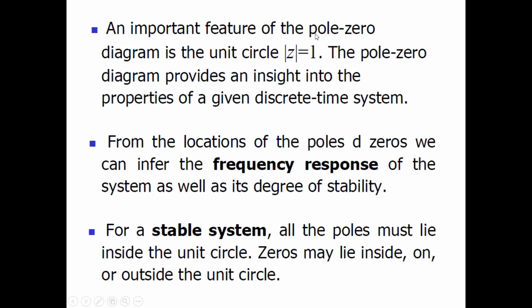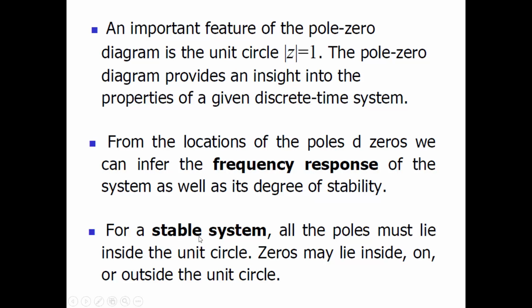An important feature of the pole zero diagram is the unit circle. The pole zero diagram provides an insight into the properties of a given discrete time system, whether it's a low pass, and how the characteristics of the system will look. From the locations of the poles and zeros, we can infer the frequency response of the system as well as its degree of stability.